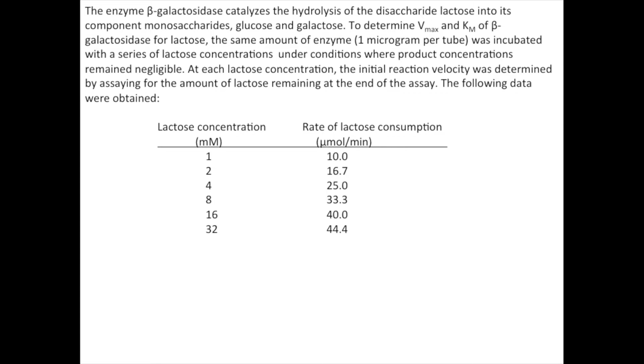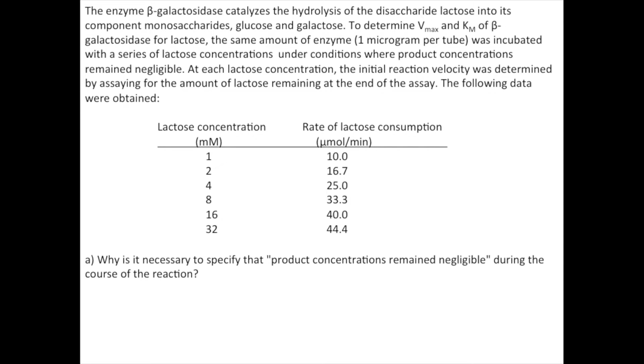What we have here is a question about enzyme activity. You're told that you took the same amount of enzyme and incubated it with different concentrations of the substrate lactose. You then measured the initial reaction velocity and obtained the data shown. Part A of this question asks, why is it necessary to specify that product concentrations remain negligible during the course of the reaction? To answer this question, I would start by focusing on the reaction that we're talking about here.